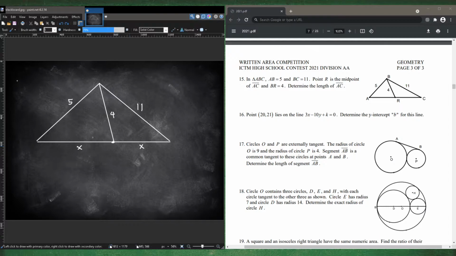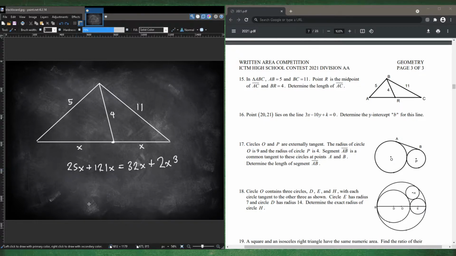So to solve this, we just use Stewart's theorem. So 5 squared times x is 25x, plus 11 squared times x equals 121x, equals x plus x, which is 2x, times 4 squared, which is 16. So 16 times 2x is 32x, plus 2x times x equals 2x cubed. So that's just Stewart's theorem, which gives us this equation.